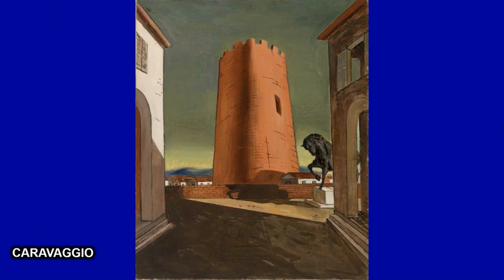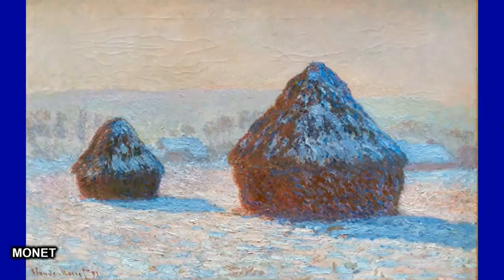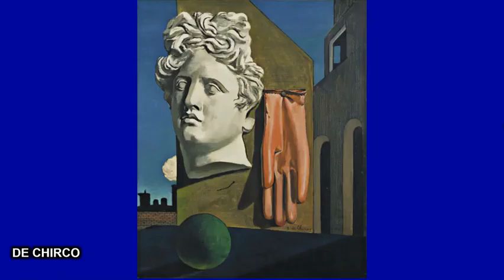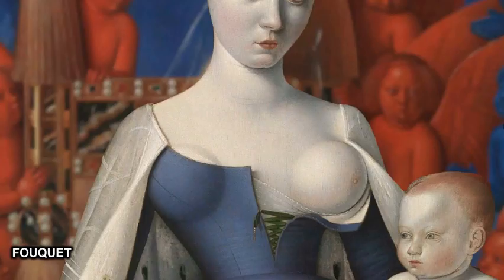This is not Caravaggio, this is De Chirico. You can see the cylinder in the center of the picture, and that is a geometric form. Monet's haystacks are cylinders topped with a cone. So those are geometric forms. In the De Chirico, you can see the sphere down below. And then the plaster cast part of the sculpture, that's not a geometric form. That's an organic form. And on this Fouquet painting, the breasts look like spheres, so they're very geometric.